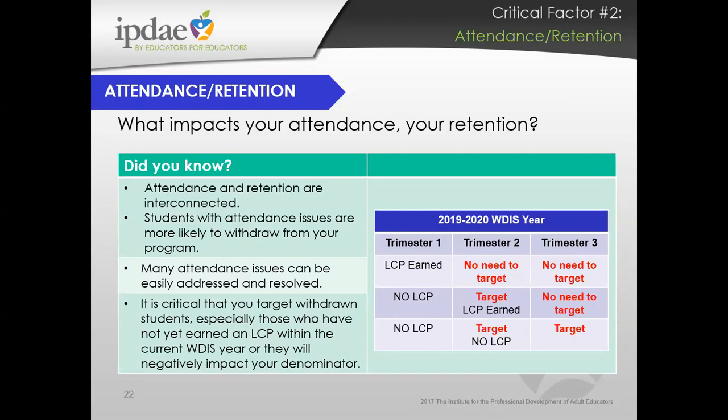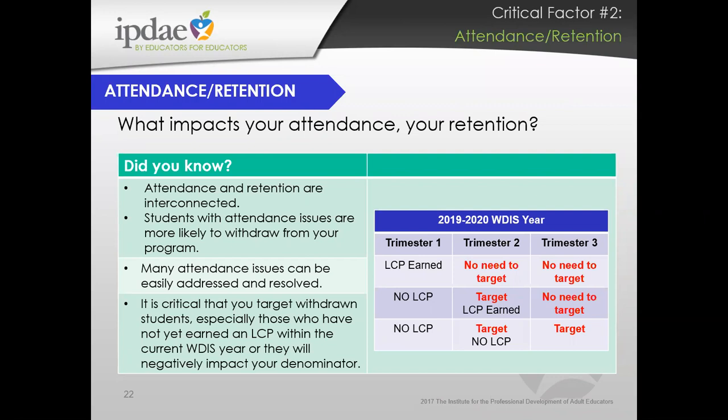The third student is the most critical. This student is already enrolled in the first trimester and failed to gain the LCP, and in the second trimester failed to get the LCP, and now you only have 1 trimester left to remedy the situation. You really have to work hard to re-enroll this student and have him attend regularly so that he has a shot at making that functional level gain. If you fail to do this by the 3rd trimester, it's too late, and he will only remain on your denominator.